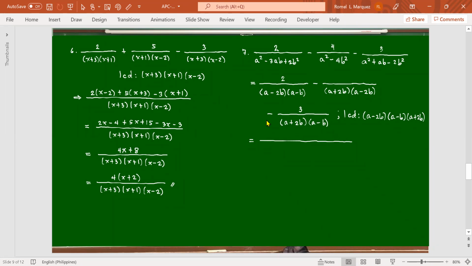What about the numerator? 2 times what is left? 2a plus 2b, right? Minus, what is the numerator here, no? Minus 4 times a plus 2b, a minus 2b, we get rid of them. So we are left with a minus b. What about the last one? 3. What is left, guys? A what? For the last one. So here, a minus 2b, okay?